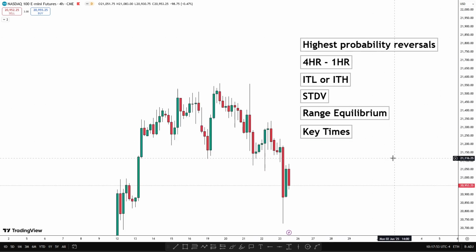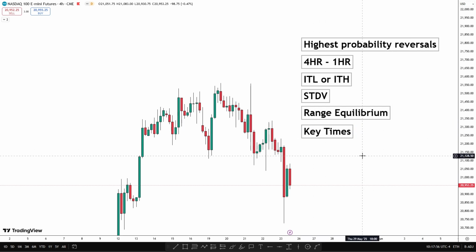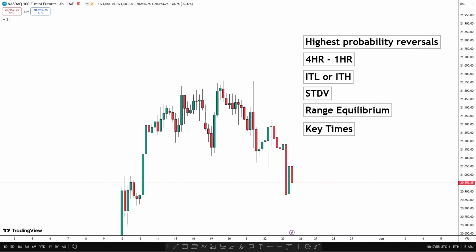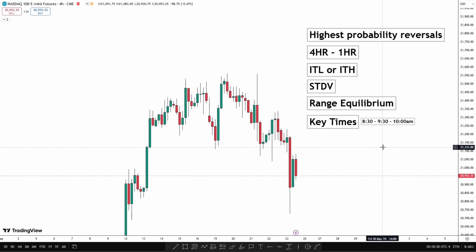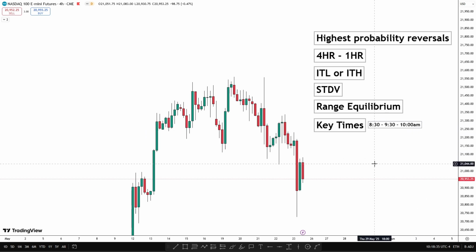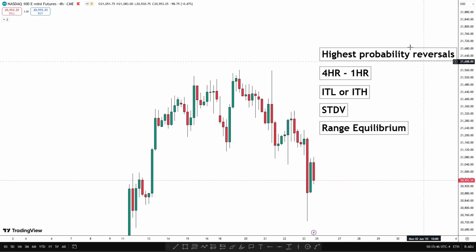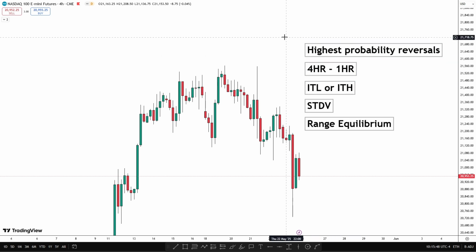So the last thing I look for with my confluences is a key time for reversal. So key times are going to be, these are going to be your key times. So we're looking for a potential reversal at 8:30 to then catch a continuation at 9:30, or we're looking for a 9:30 reversal or the 10 a.m. reversal. And now having this out the way, I'm just going to keep this on the screen for now and mark these when I see them.